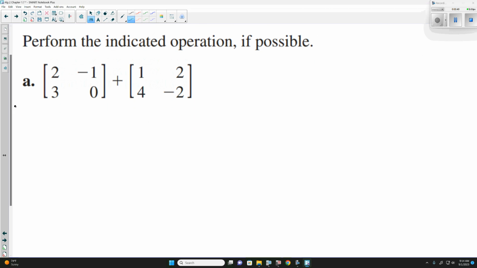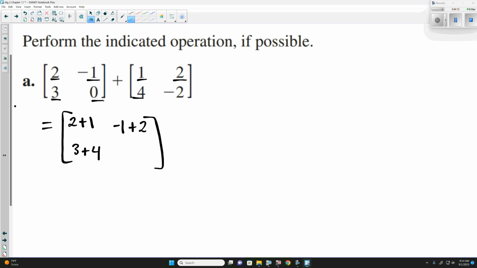So if we look at this first one here, our first matrix is a 2 by 2. 2 rows, 2 columns. The second matrix is also a 2 by 2. So we can add these two together. And we do that by adding the corresponding elements. So we would add 2 and 1. Then we would add negative 1 and 2. And that would finish the first row. The second row, we would add 3 and 4. And lastly, we'd add 0 and negative 2.